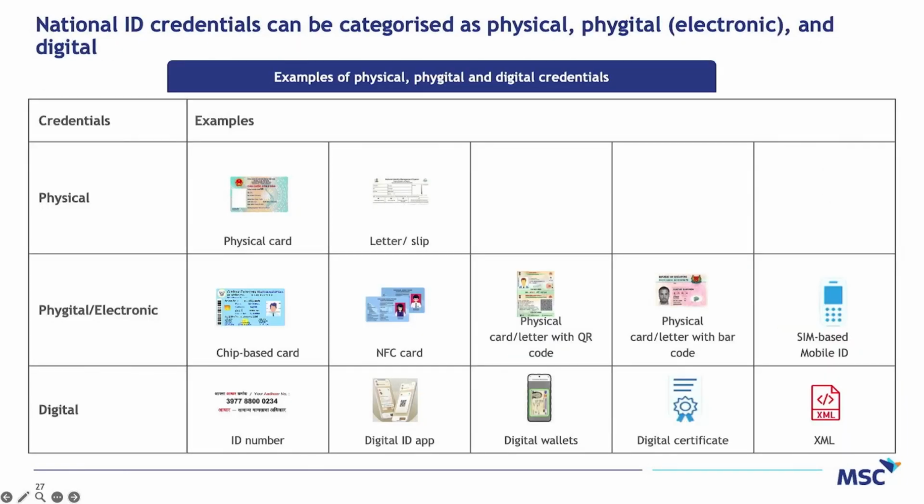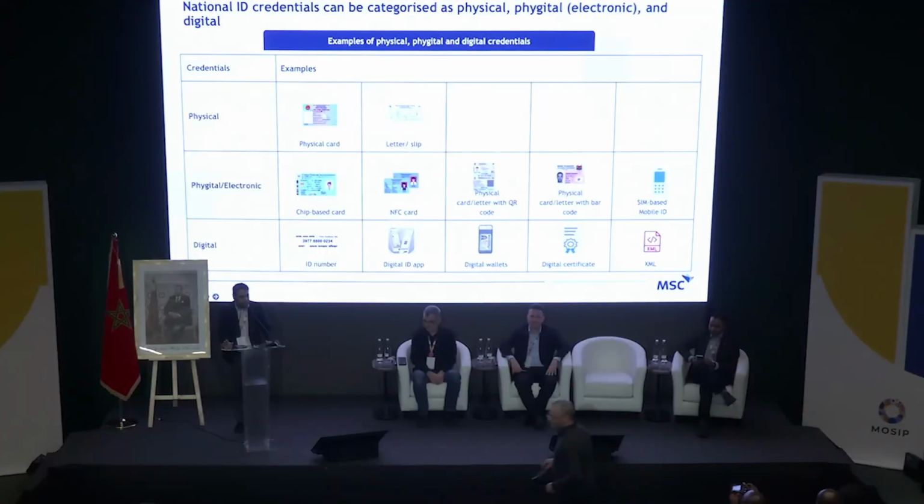So if we talk about the choices that countries have when it comes to different credentials, if I talk about physical, it's about the physical card that we see. In many parts of the world, they do not have a physical card because the governments do not have a lot of money to print these cards. So there we have the acknowledgement slip, the letters, which again works perfectly legally, a recognized document by the government of that country.